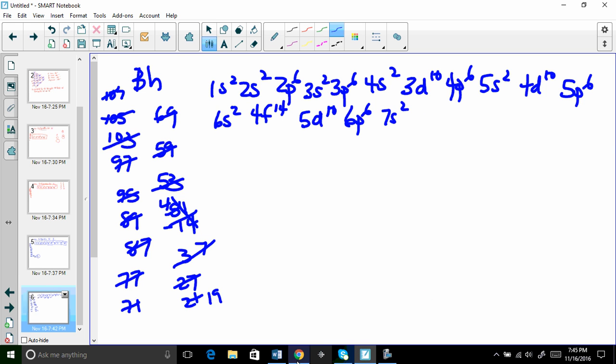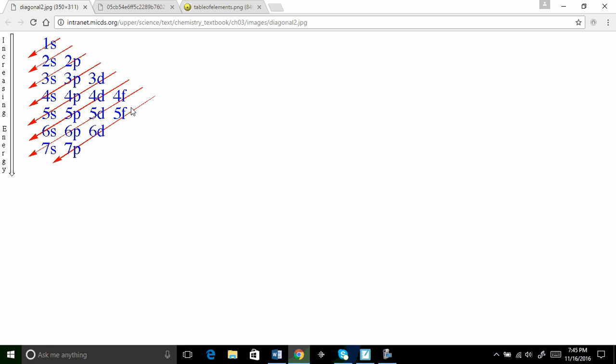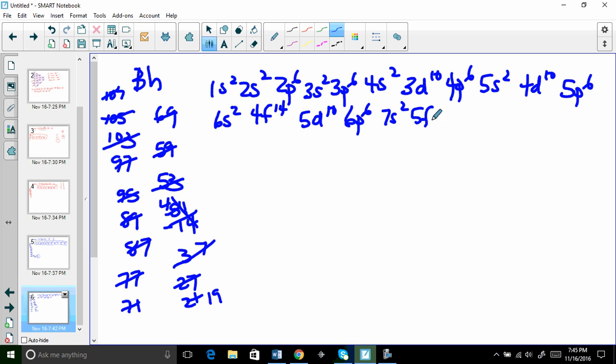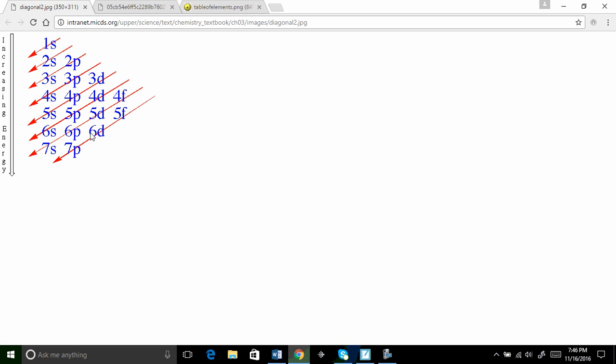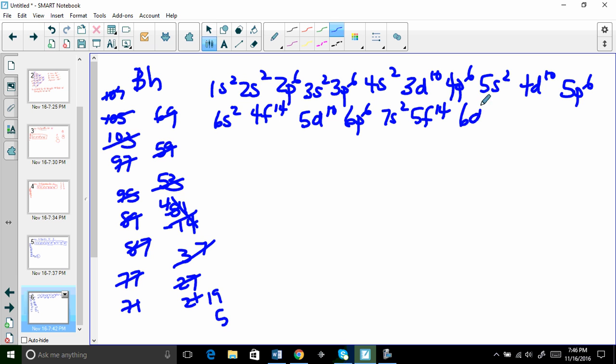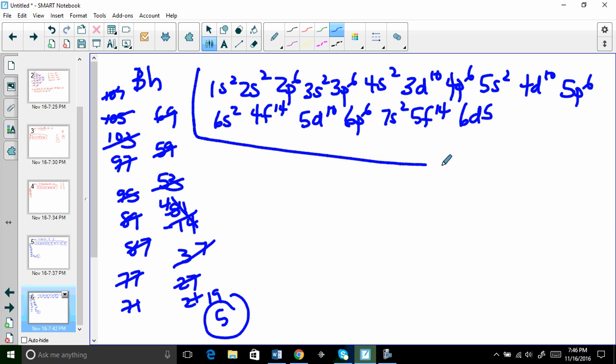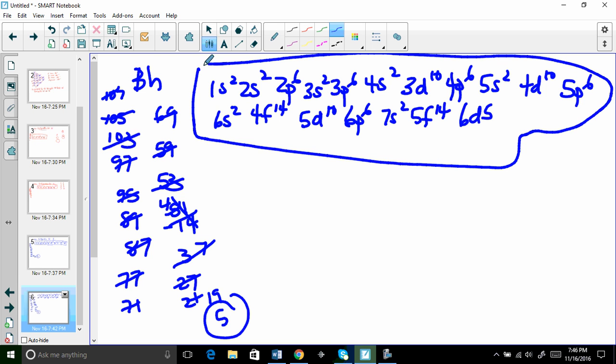Life is getting interesting. What fills after 7s? 5f. But f orbitals hold 14, and 19 is bigger than 14. So 19 minus 14 is 5. And then what fills after 5f is 6d. D orbitals hold a maximum of 10, but we only have 5 left. And so this whole big, giant, long thing is the electron configuration for borium.